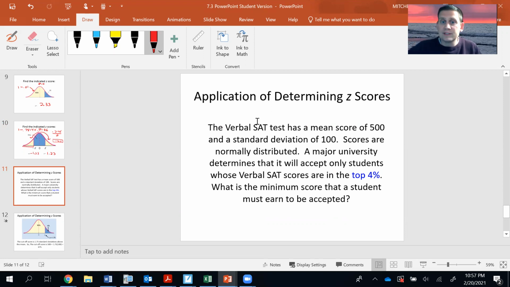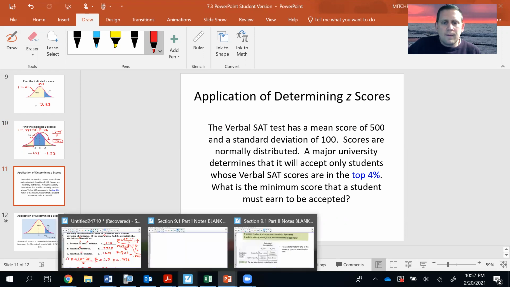This does happen. This is how some schools, they don't just have a specific number. They have a sliding scale from year to year. They might decide they only take students in the top 3%, 10%, whatever it may be. What is the minimum score that a student must earn to be accepted into this school?